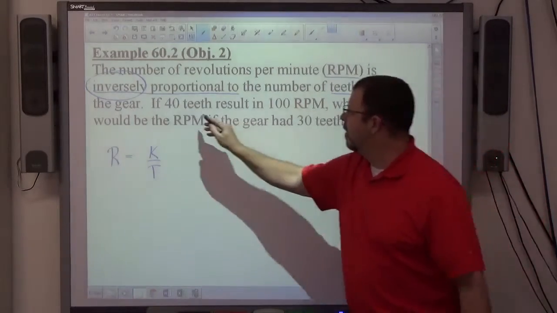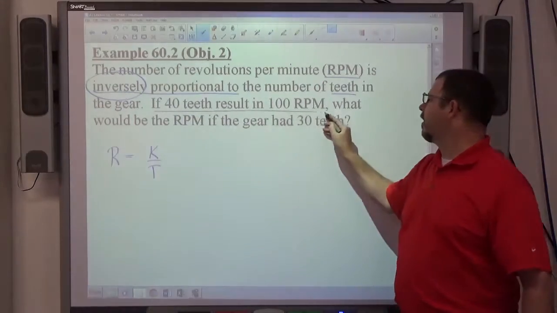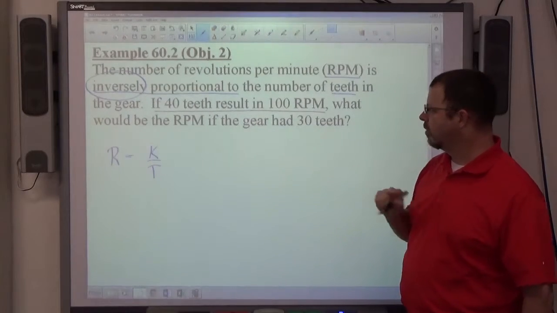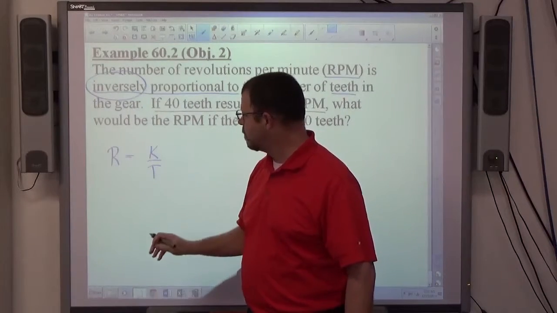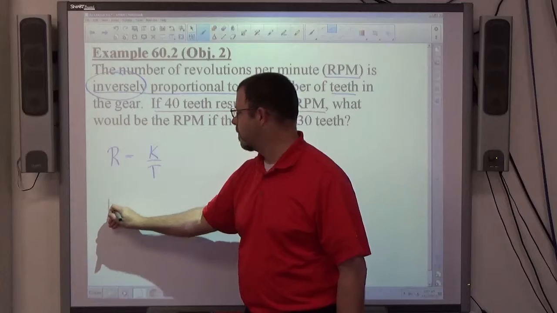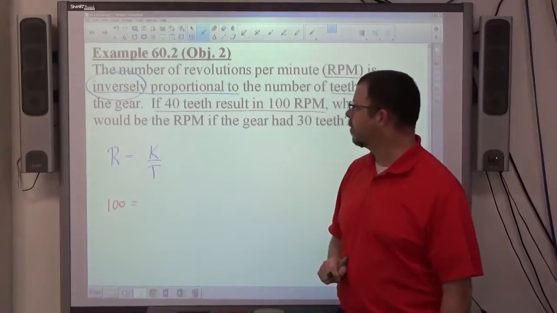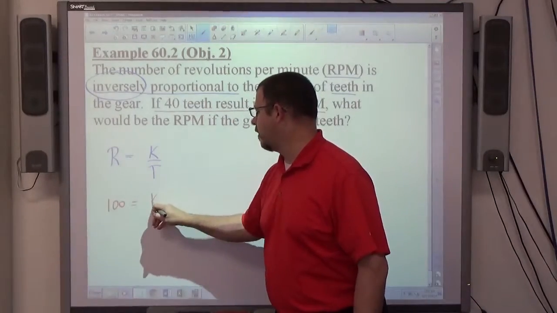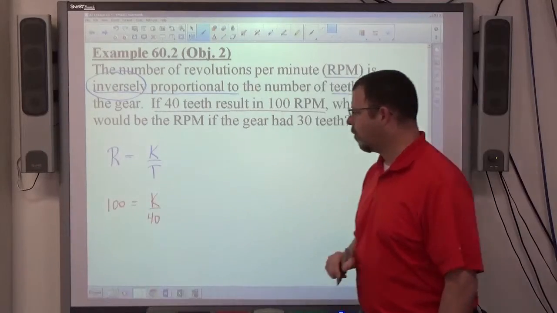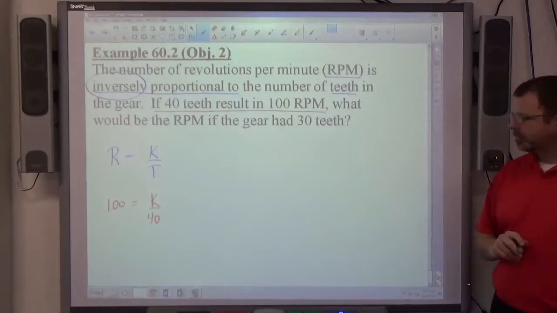Second statement. 40 teeth result in 100 RPM. So, R is equal to 100. And T is equal to 40. And K, we don't know what it equals yet. So 100 equals K over 40.